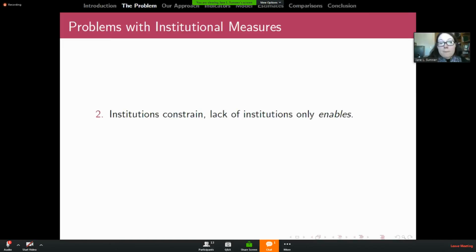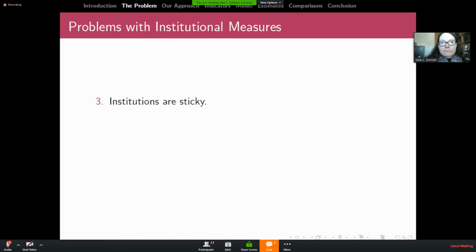The second problem is that even if we were to isolate the universe of autocratic institutions that do constrain the executive's behavior, institutions constrain, but a lack of institutions only enables. So put another way, just because you can doesn't mean you will. So we know on the positive end of institutions, the more institutional constraints you have, the less able you are to act freely, but it doesn't necessarily logically follow that if you have a lack of these institutions, you will choose to act in this way. We only know that you can.